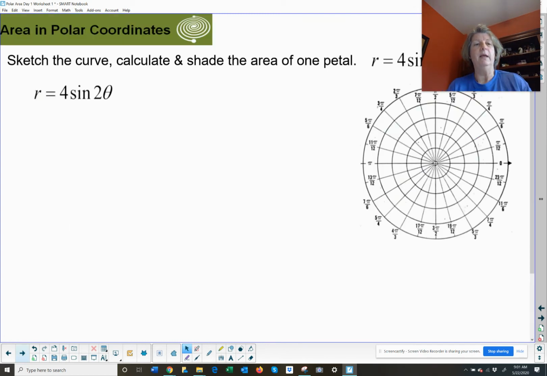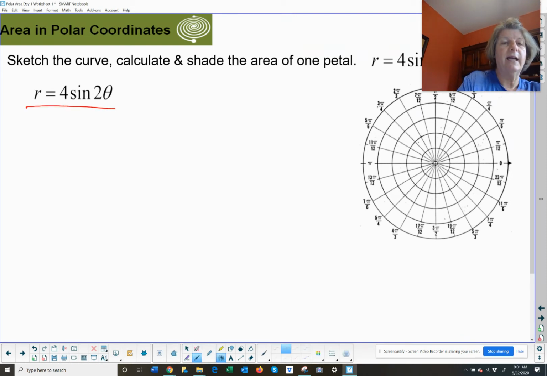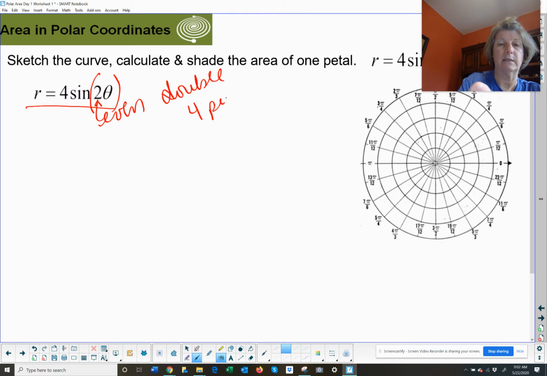Next, it says, sketch the curve, calculate and shade the area of one petal. And I got to move. I can't move it. It is 4 sine, isn't it? Oh, it's 4 sine 2 theta, which will give us, right there it was, 4 sine 2 theta. Since theta has a 2 in front of it, it is an even value. And I know that means to double the amount of petals. So I can expect 4 petals on this one.